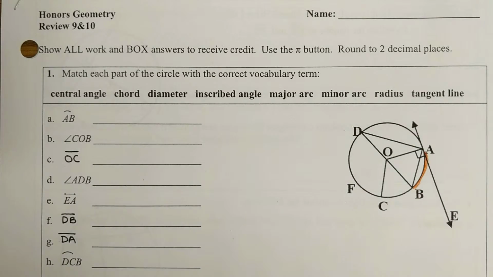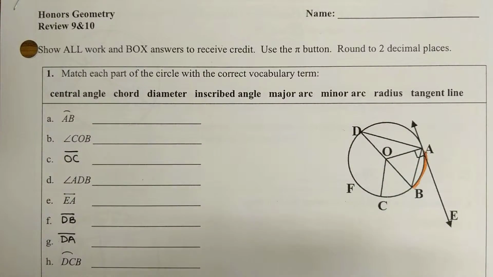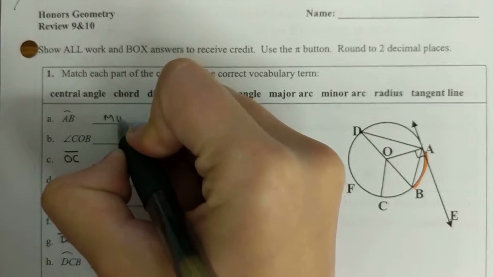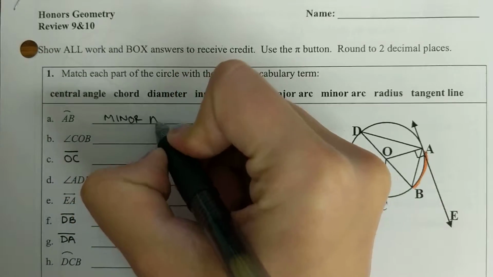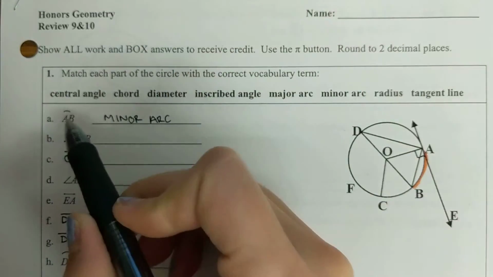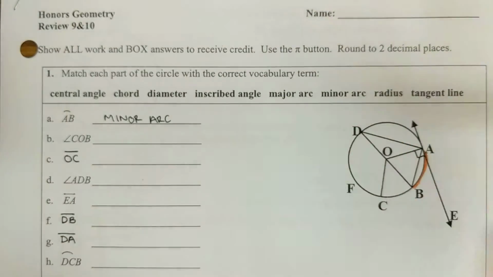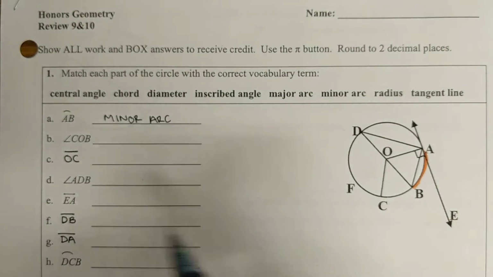Okay, that is not even close to half the circle. That must be a minor arc. Also, it's an arc that's labeled with 2 letters rather than 3. Major arc is usually labeled with 3 letters.